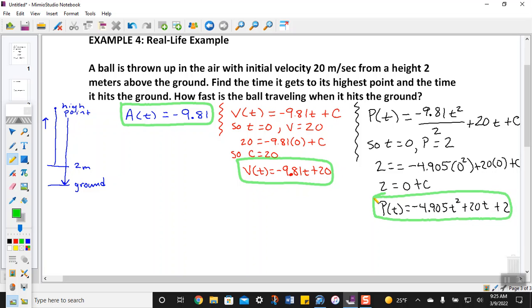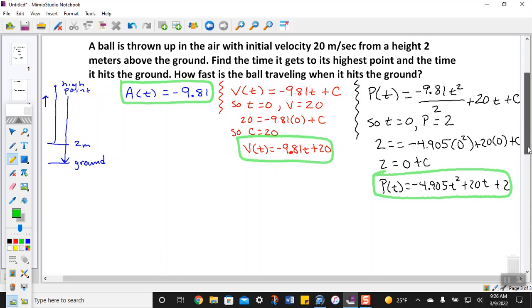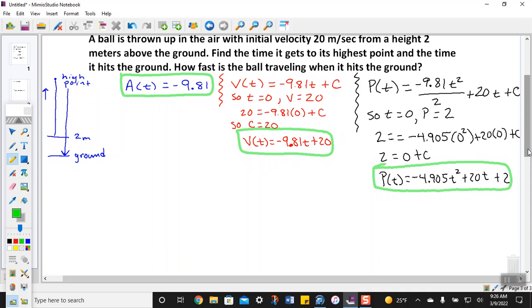Guys, we have an acceleration function. First question. Yes. Do we have a velocity function for this? Yes. Do we have a position function to model this? Yes. If I have all 3 of these, we should be able to answer these questions pretty easily, right? Okay, so the first part of it is this. It says find the time it gets to its highest point and the time it hits the ground, okay?